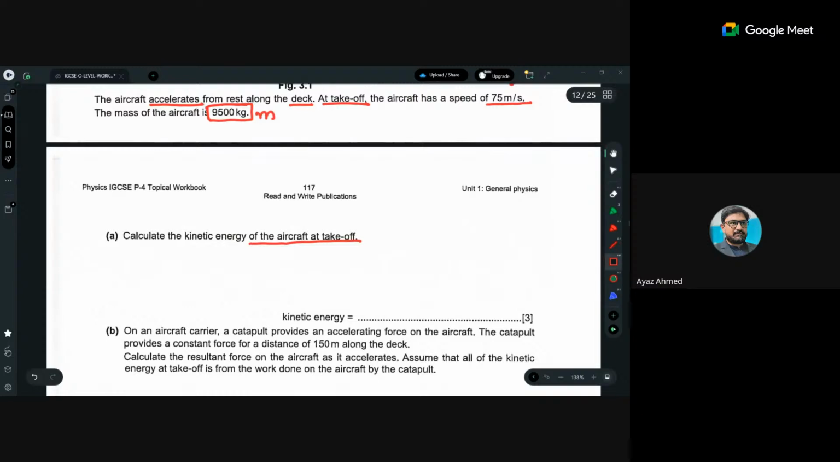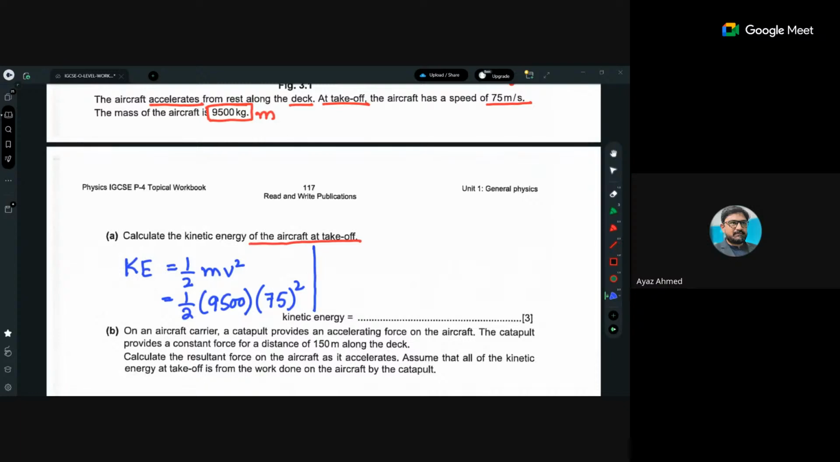So this is the easy part, and you are scoring very good marks. Kinetic energy is equal to 1 by 2 m v squared. Are you agreed? The mass is 9,500, and what is the speed at the time of takeoff? 75 meters per second. So what will I get? Sir, to how many significant figures should it be rounded off? 95 has 2, 75 has 2, so your answer should be rounded off to two significant figures. Just tell me the answer, then I will round it off for you.